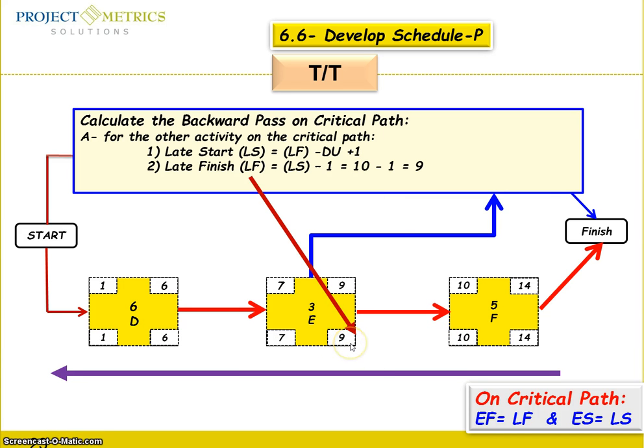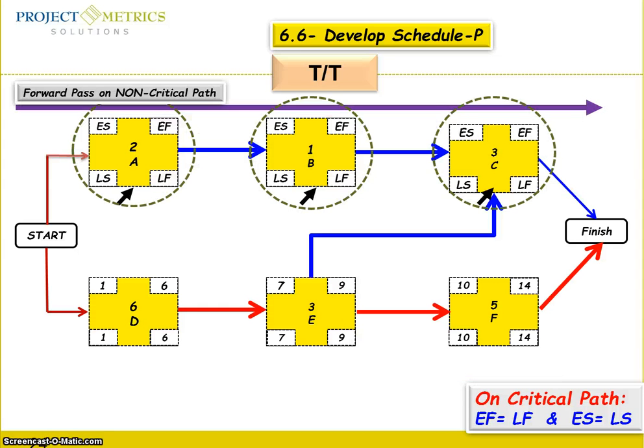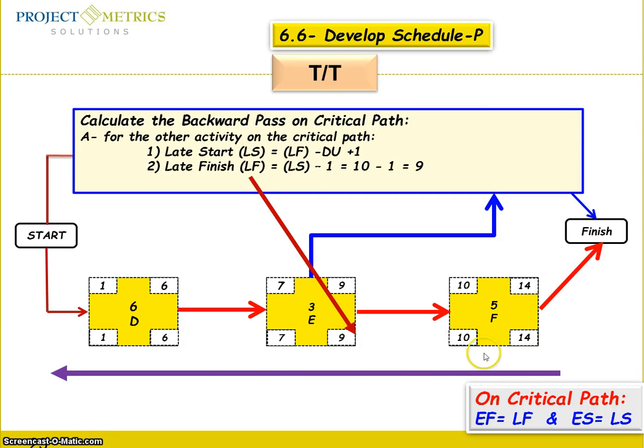You just follow the equations and plug the numbers, and if you see any difficulty, you just click pause to see where the equation is coming from. Now, we finished with the critical path here. We finished calculating all the late finish and the late start on the diagram.